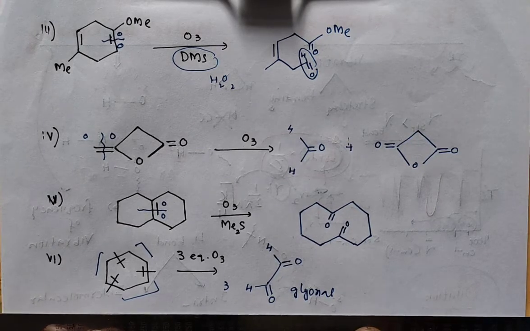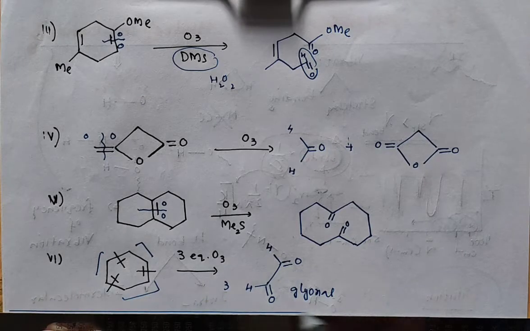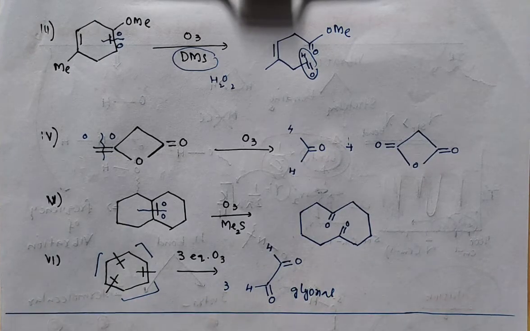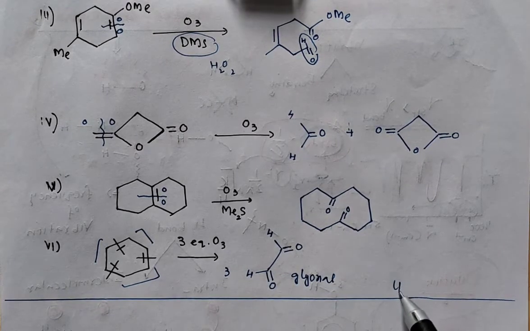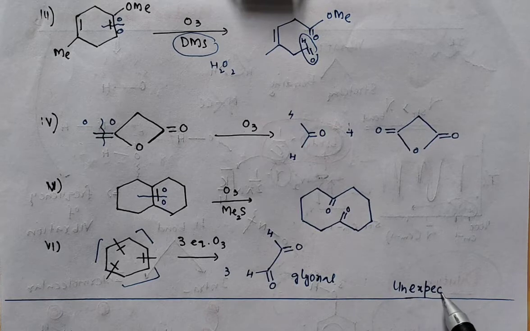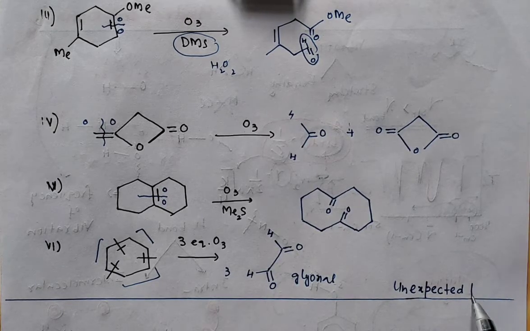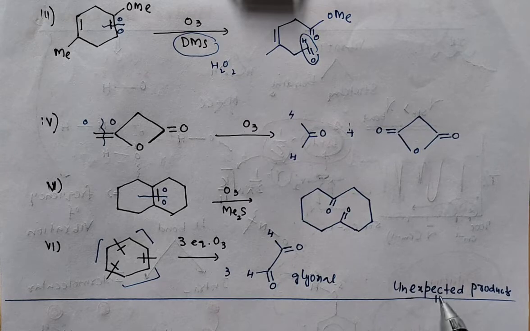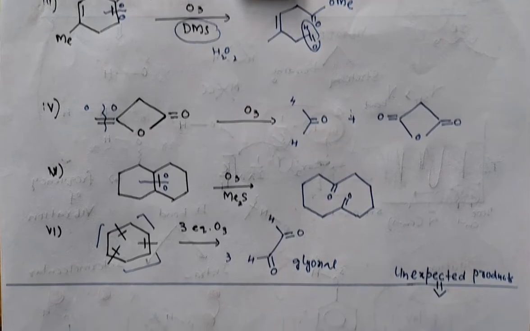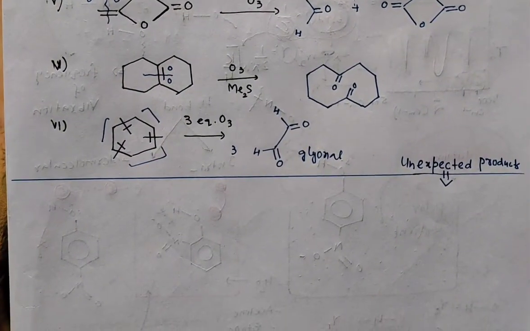Now we have some special reactions as far as ozone is concerned. Unexpected product based applications. These are examples you have been asked. So now we have the case of unexpected products during ozonolysis. For this we'll do reaction number 1. When is an unexpected product formed? Number 1 case.